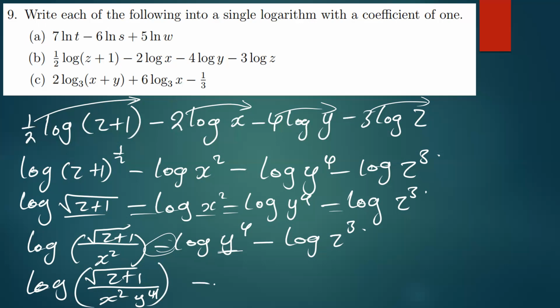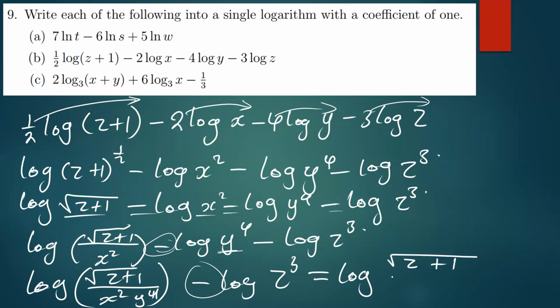Then we also have a minus log z to the power 3. So this one will also be dividing because there is a minus there. So we have log the square root of z plus 1, everything divided by x squared y power 4 and z cubed. So this is what we have. So this is the simplified version of part B.